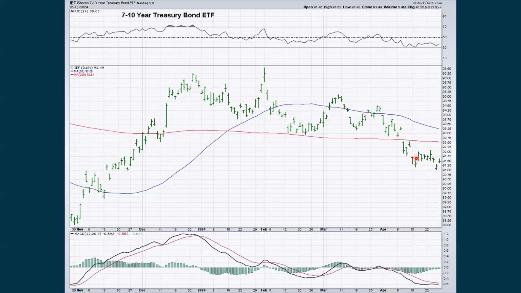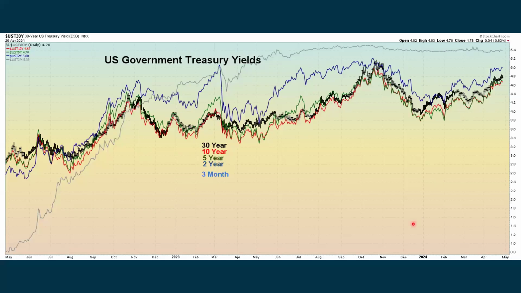Here is the 7 to 10 year bond just based on price. We're still in an uptrend, but we're falling below both the 50 and 200-day moving averages. The RSI is below 50 and the momentum continues to be negative. Here's a daily chart of the different maturities. And just by glancing at this, you can see where interest rates continue to go up for the most part.